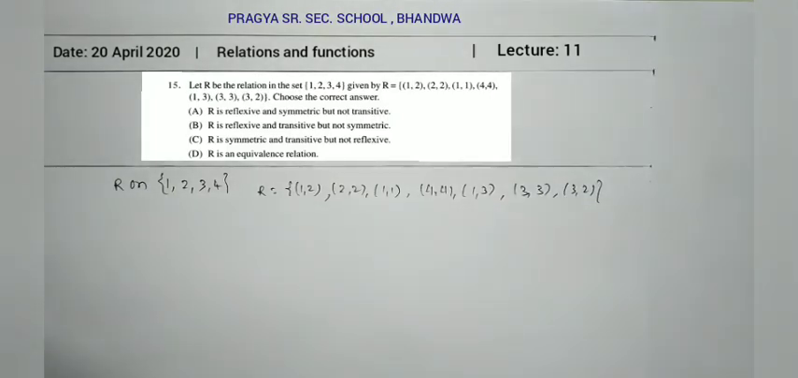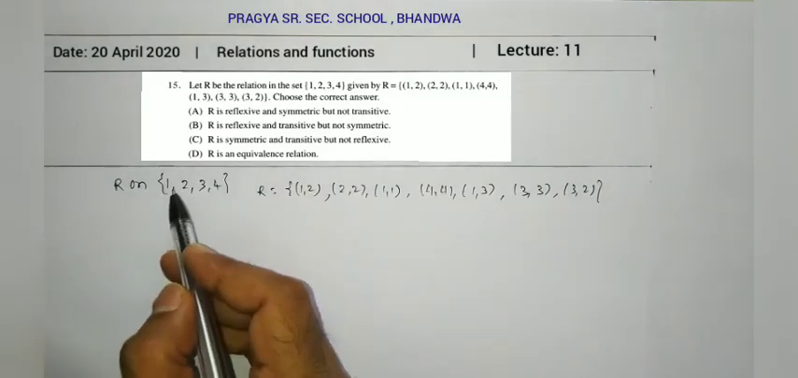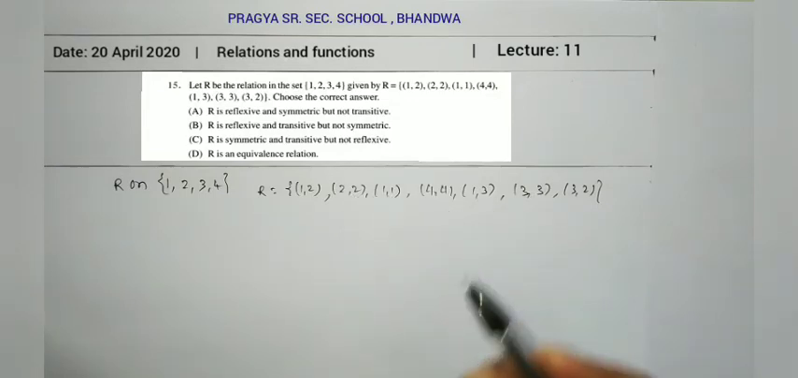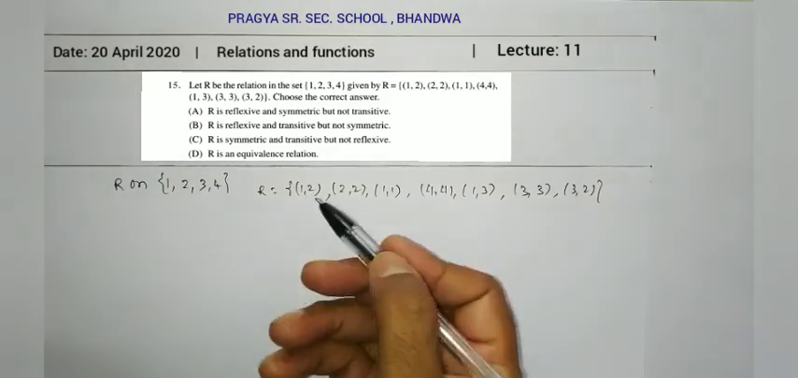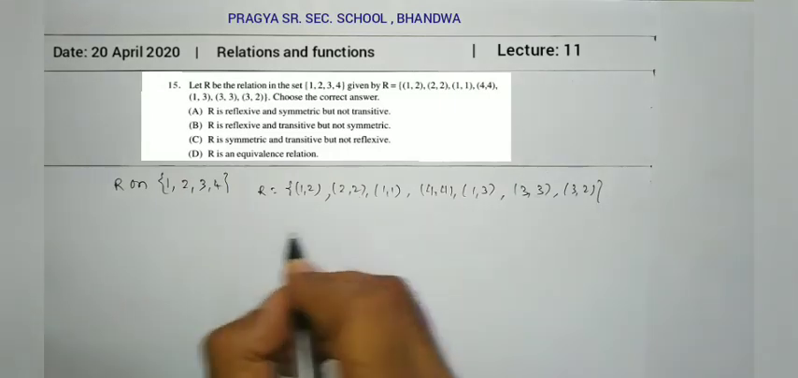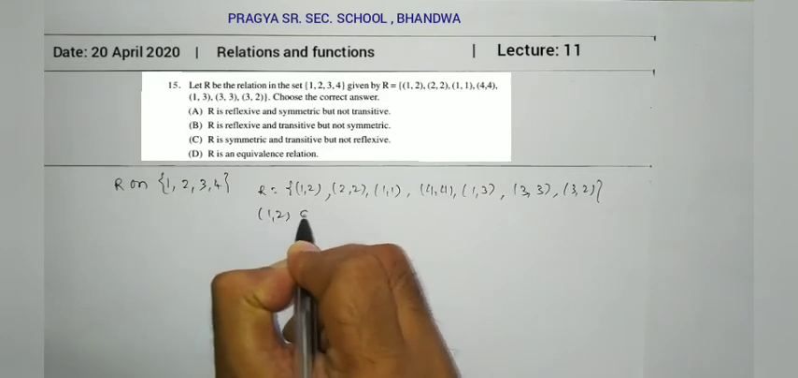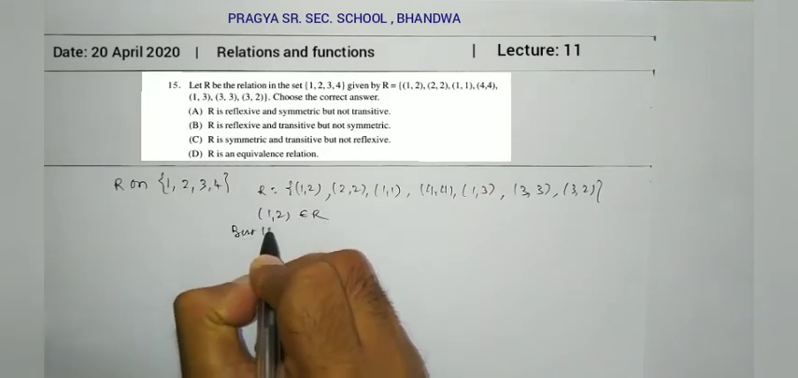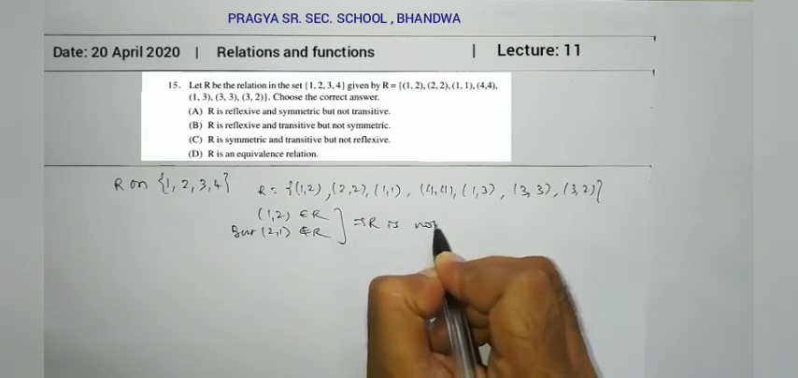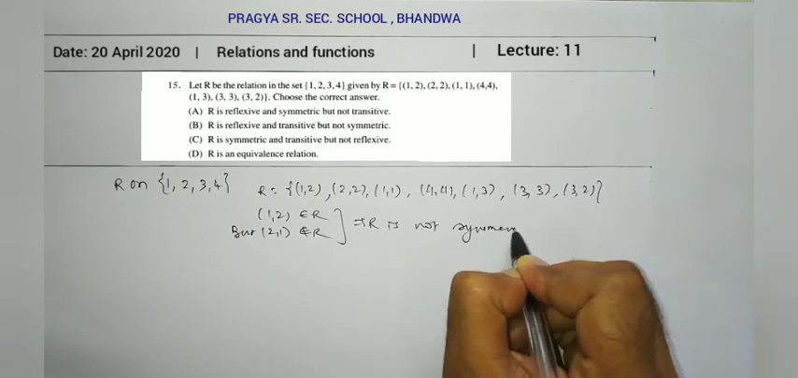We have to check for reflexive, symmetric and transitive. At first check for reflexive. We should have (1,1), (2,2), (3,3) and (4,4) here. So (1,1), (2,2), (3,3) and (4,4) are there. R is reflexive. Now we will check for symmetric. We have (1,2), so search for (2,1). Where is (2,1)? Oh, (2,1) is not here. So (1,2) belongs to R, but (2,1) does not belong to R, implies R is not symmetric.